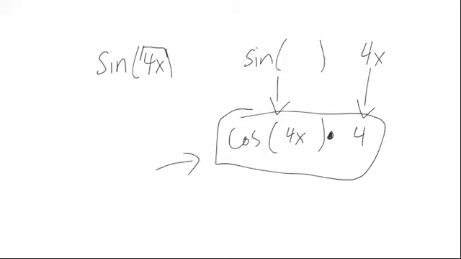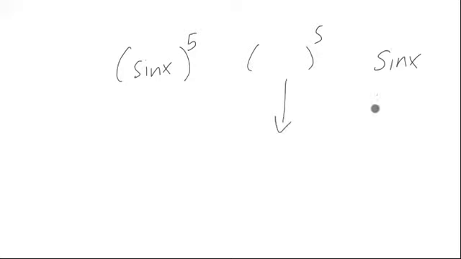Let's look at another example. Suppose we have sine of x, and we're raising this to the 5th power. Okay, let's think about what we can do when we take a derivative. We have a function raising to the 5th power, and we have another function, sine x, which goes inside of it. So what we do is we take the derivative of each, and then we multiply them.